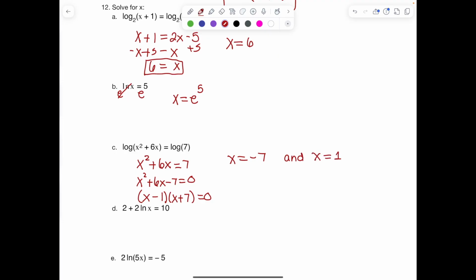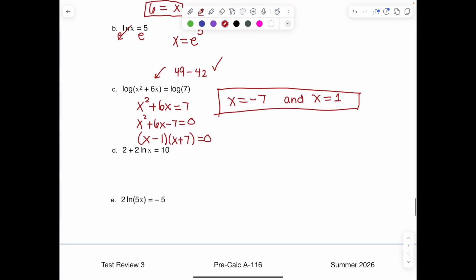Now I need to test to see if this works in my formula. So if I plug in negative 7 into here, I get 49 minus 42. Okay, and that gives me a real number. Okay, check. And if I plug in 1, I also will get 7. So both answers will work. So these are the solutions.